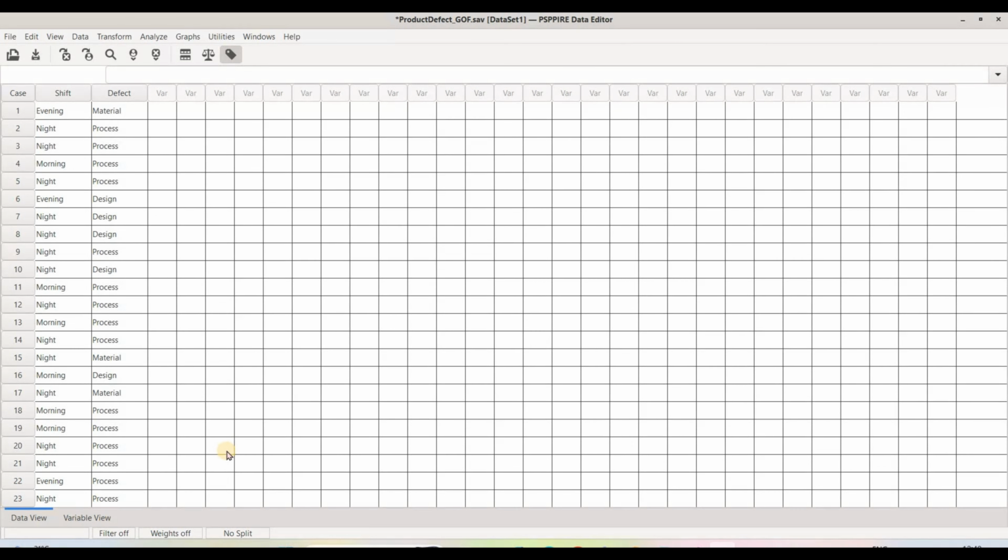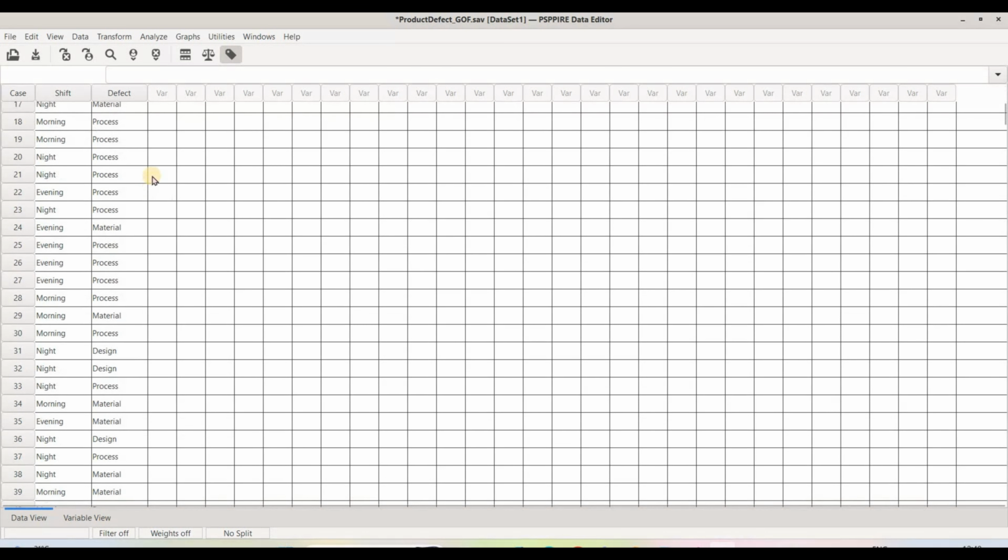To help you with this, the example we're going to use is of products that were damaged or have defects during the manufacturing process. So here in our data set we have two variables: the shift and the defect. The first variable is the shift on which the defect was found, and the variable defect is the type of defect.